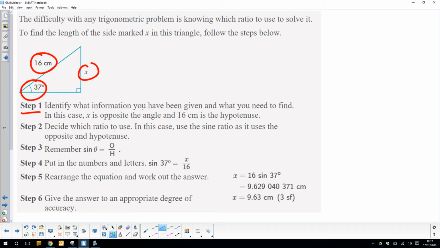So step 2 is deciding which of the ratios I need to use. Opposite and hypotenuse mean I need to use sine. Remember, sine theta is O over H. That's not a problem, we know that because of SOHCAHTOA. Put in the numbers and the letters as we were doing previously: sine 37 is x over 16. Rearrange, solve the equation, step 5, and then give the answer to an appropriate degree of accuracy.